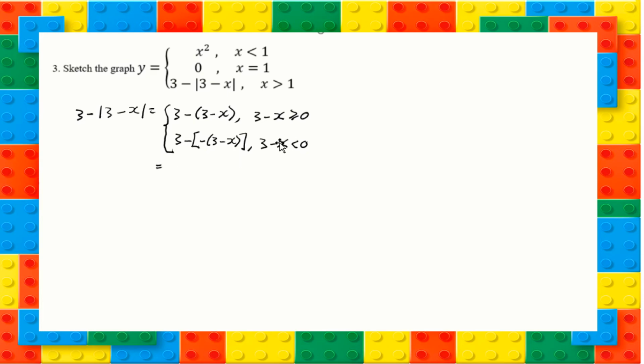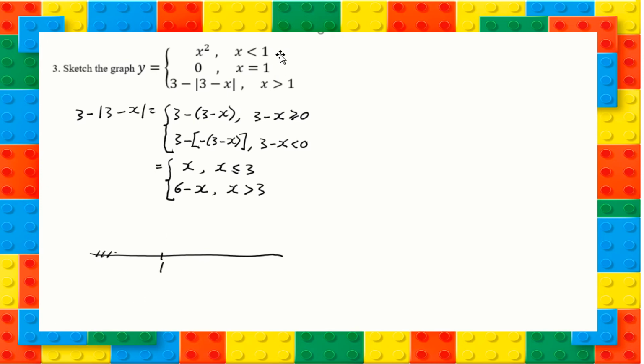So now we need to simplify. After simplifying, we got x where x is less than or equal to 3, and 6 minus x when x is greater than 3. Now, after the modulus changes to non-modulus, we can see that that is a new piecewise function. Now we need to combine this new piecewise function into the original piecewise function. Now we try to use the number line to see.